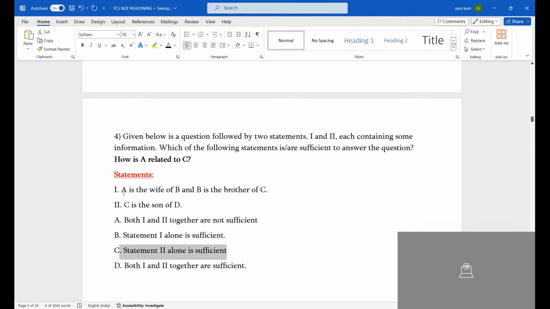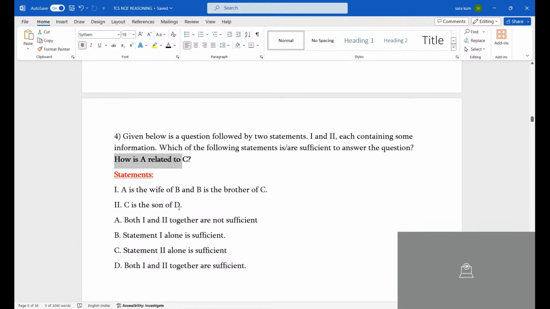So sometimes this one statement alone will be sufficient for you to answer this question, or sometimes this statement alone will be sufficient, or sometimes you have to add the statements, or I shouldn't say statements, I should say data. You should add the data in both these statements in order to get the answer. Sometimes even if you add them together, you won't get the answer for this question.